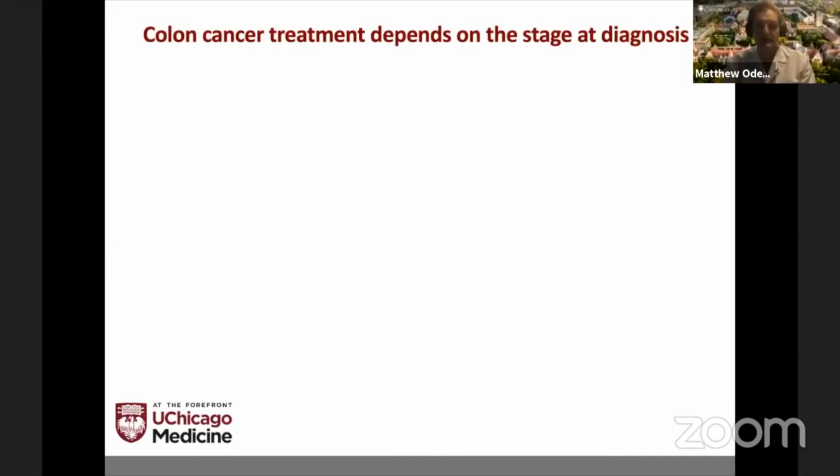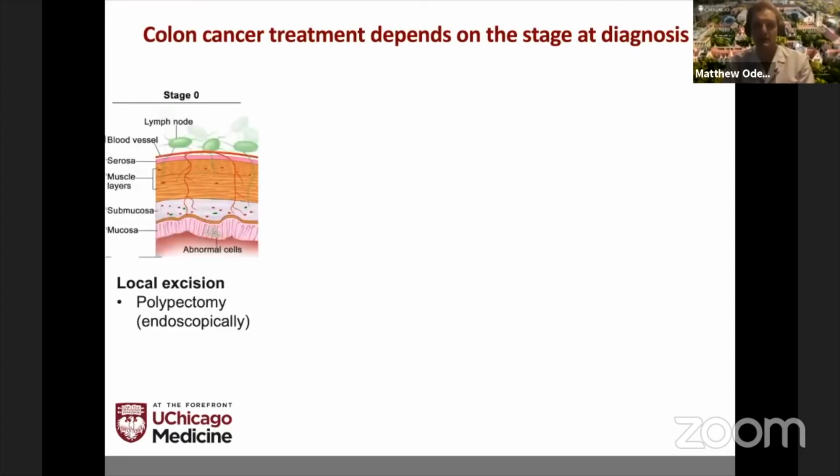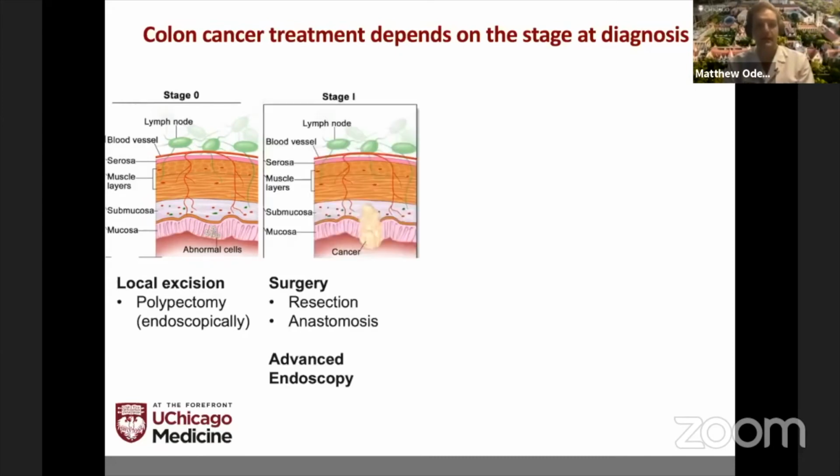And so lastly, I'll talk just very briefly about colon cancer treatment in very broad strokes terms. And this really depends on what stage of colon cancer is caught. So in stage 0 colon cancer, there's abnormal cells that are just in the lining of the colon, and that's often treated with a polypectomy that can be cured with a colonoscopy itself. So we often take those out while we're doing the colonoscopy.